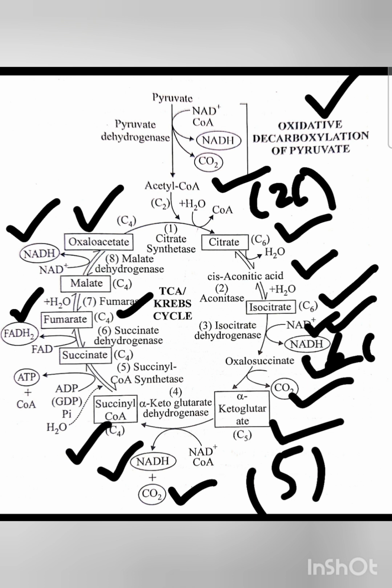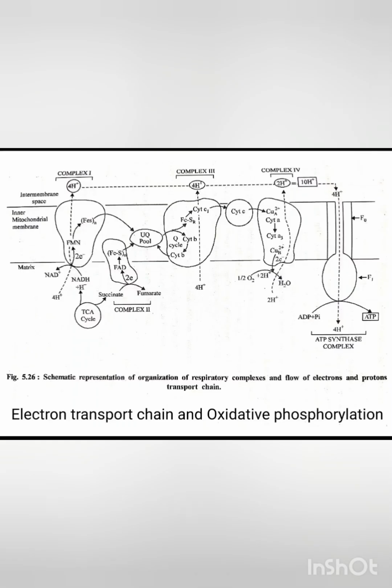So it is the complete Krebs cycle. After the Krebs cycle, the mitochondrial electron transport chain and oxidative phosphorylation occur. The mitochondrial electron transport chain, or terminal oxidation, is the last phase of aerobic respiration.